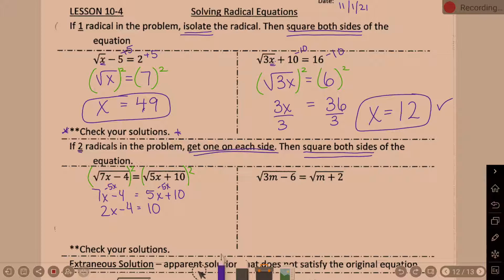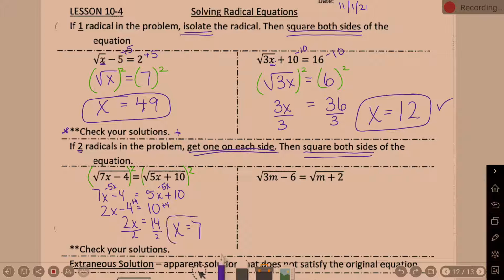Now I've got all my x's on the left. We want to get all of our constants or numbers on the right. So bring the minus 4 over. It's minus 4, so I'm going to add 4. Carry down the 2x. Minus 4 plus 4 cancels. 10 plus 4 is 14. So 2x equals 14, so divide by 2 to get x by itself. Divide by 2. So, x equals 7.